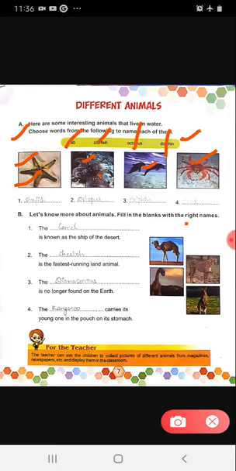Crab, matlab kekda. Okay. Next exercise is, let's know more about animals. Fill in the blanks with the right name. Here are these 4 different animals. With the help of these sentences, you have to fill in the blanks. The dash is known as the ship of the desert. So, camel. Matlab, marusthal ko paar karata hai, usse ship, jahaj kehte hain, hum usse camel kehte hain. The next, the dash is the fastest running land animal. So, cheetah. Cheetah is the fastest land animal.